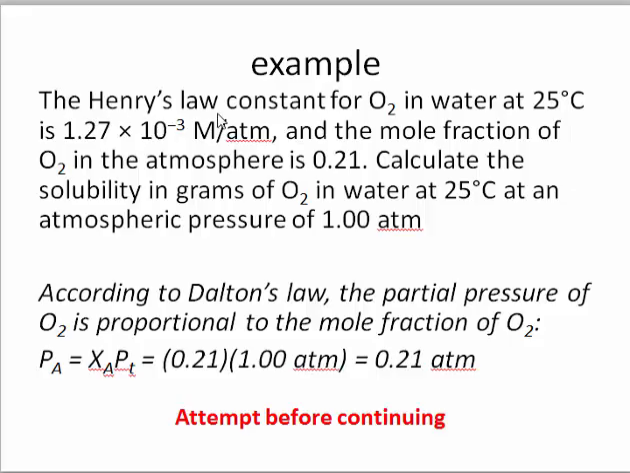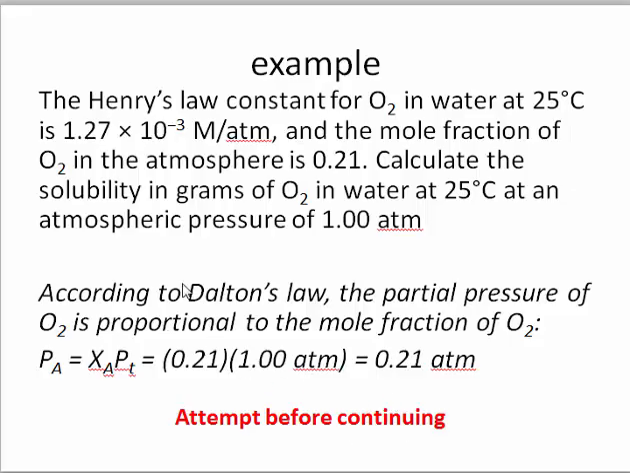Note the Henry's law here is in a numerical example. The Henry's law constant for oxygen in water at 25 Celsius is 1.27 times 10 to the negative 3 molar per atmosphere, or mole per liter divided by atmosphere. And the mole fraction of oxygen in the atmosphere is 0.21. Calculate the solubility in grams per liter of oxygen in water at 25 Celsius, considering a typical atmospheric pressure of 1 atmosphere. You should attempt this before continuing in this presentation.